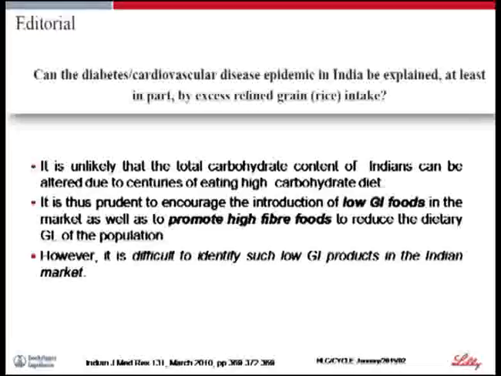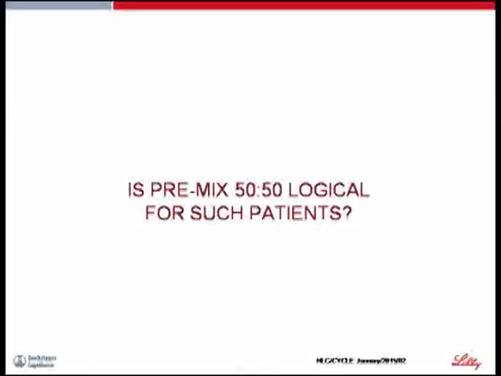But of course there are new foods coming with high fiber, like high fiber rice and other things, which prevent the postprandial surge. However, it's difficult to identify such low GI foods generally in the market, and we do have to depend on drugs. So is premix 50-50, which has a higher proportion of short-acting insulin, going to be more useful in this population?